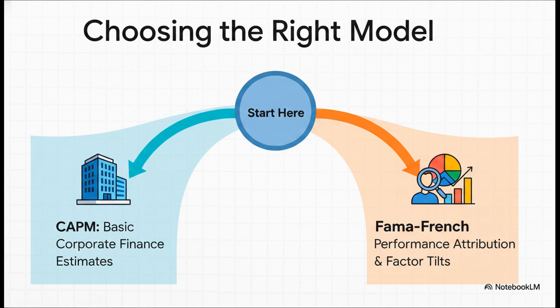But if you're doing performance attribution, like trying to evaluate if a mutual fund manager is actually skilled, or you're just trying to figure out the specific factor tilts of your own portfolio, you absolutely must use the Fama French 3-factor model. It's not even a debate.